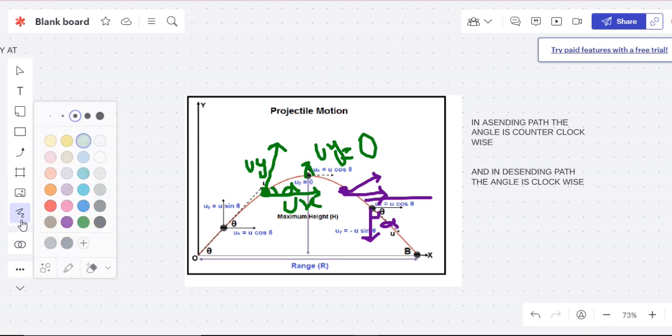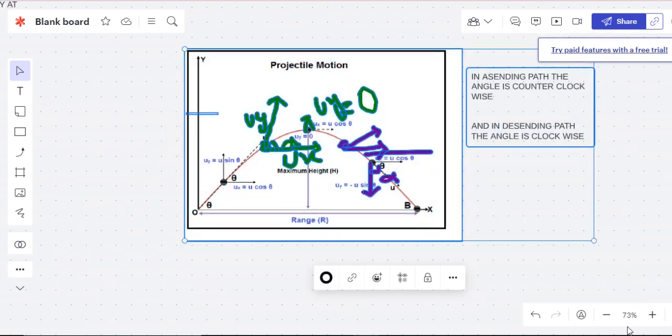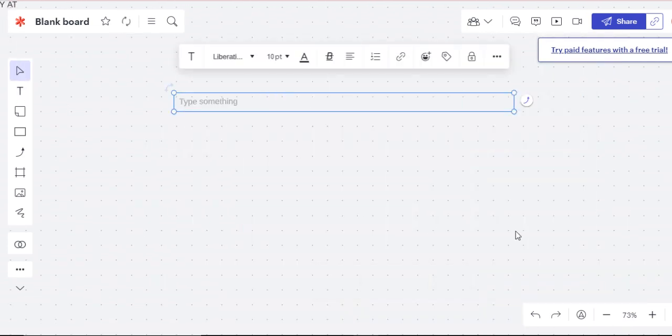Okay, so let's move to the next point. I just need to write formulas. The first formula I'm going to write is how to find out the velocity of a body at an instant point in the vertical direction. So for that we have a formula.